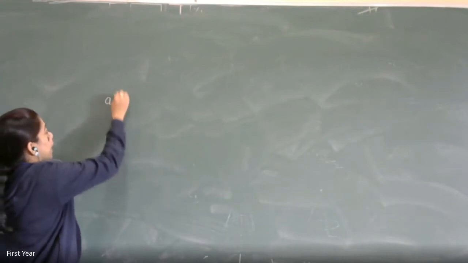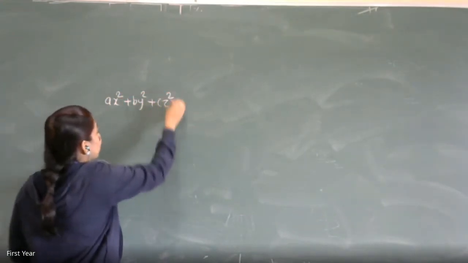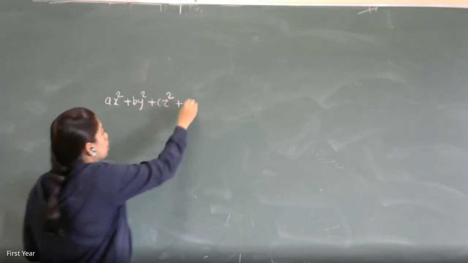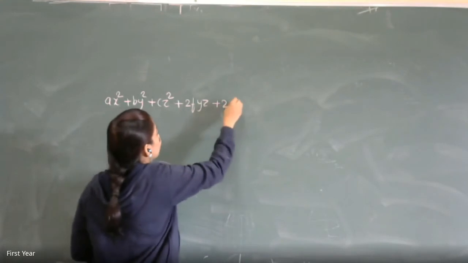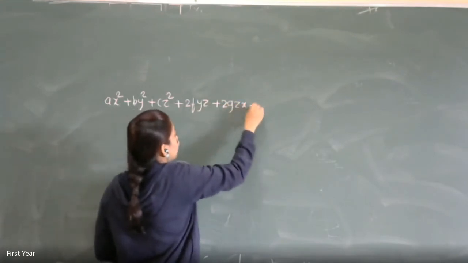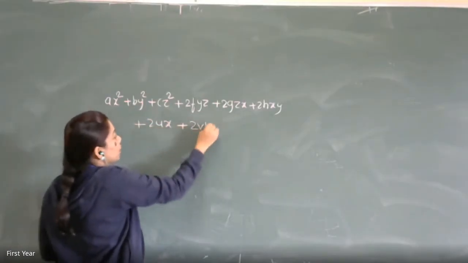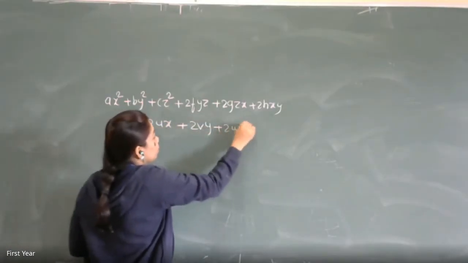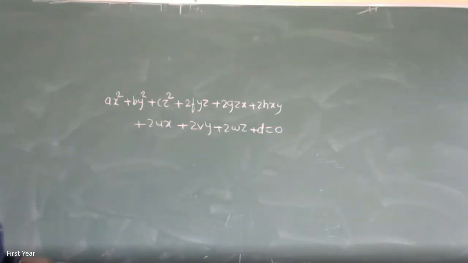It will be like this: ax square plus by square plus cz square plus 2fyz plus 2gzx plus 2hxy plus 2ux plus 2vy plus 2wz plus d is equal to 0. This is the most general equation of degree 2.